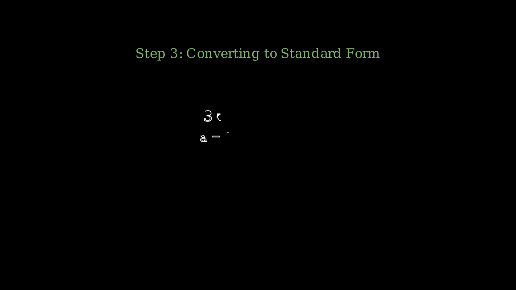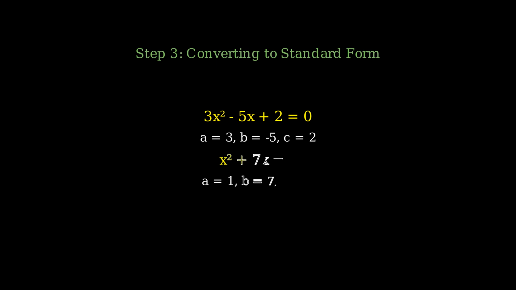In the equation 3x squared minus 5x plus 2 equals 0, we have a equals 3, b equals negative 5, and c equals 2. Here's another example. x squared plus 7x equals 0. Notice that a equals 1, b equals 7, and c equals 0 since there's no constant term.